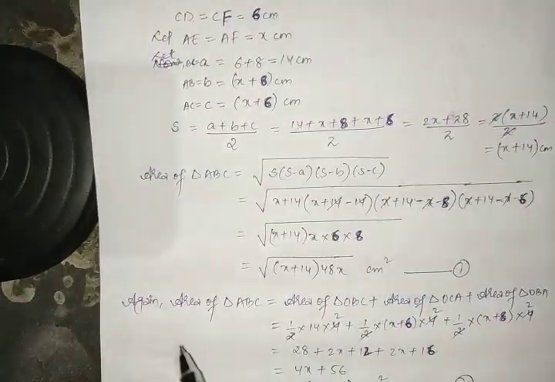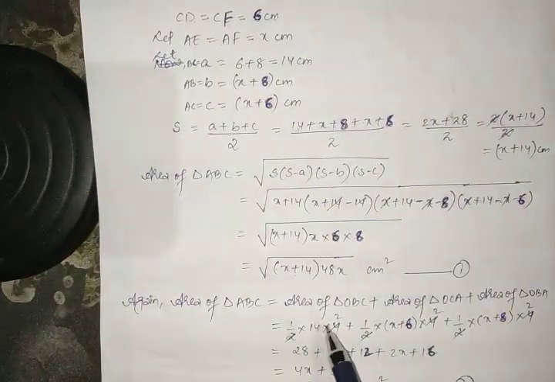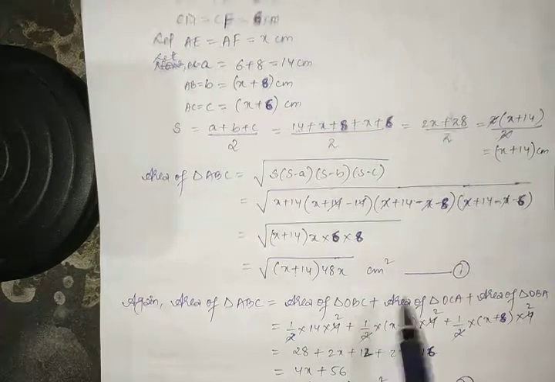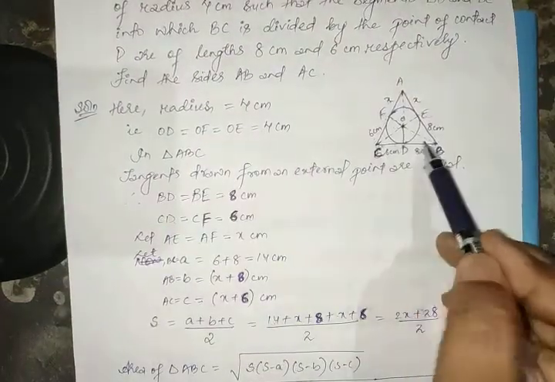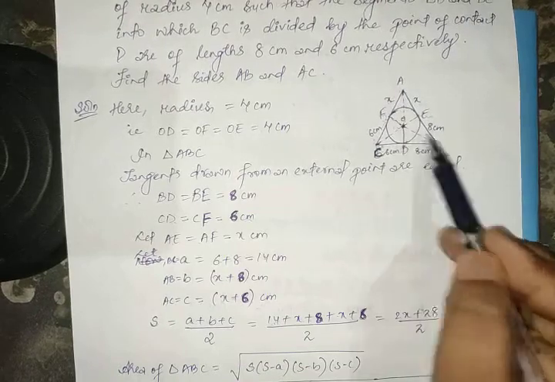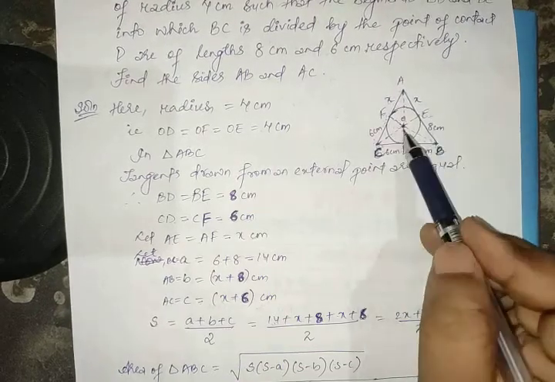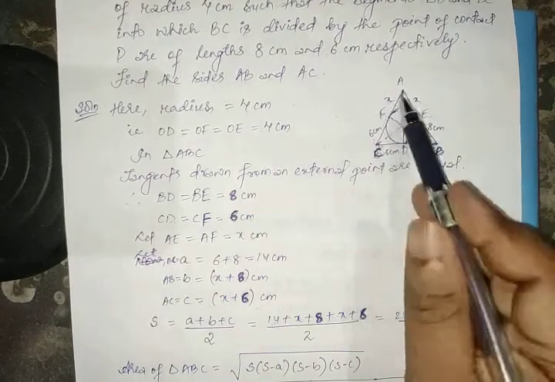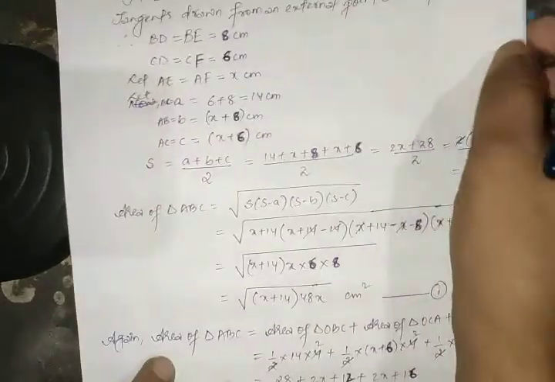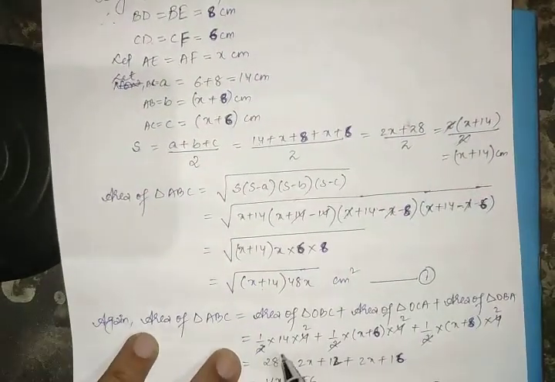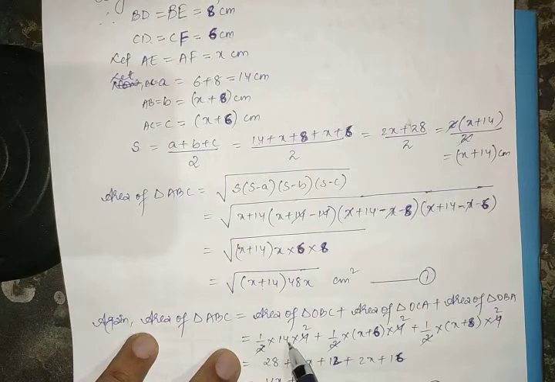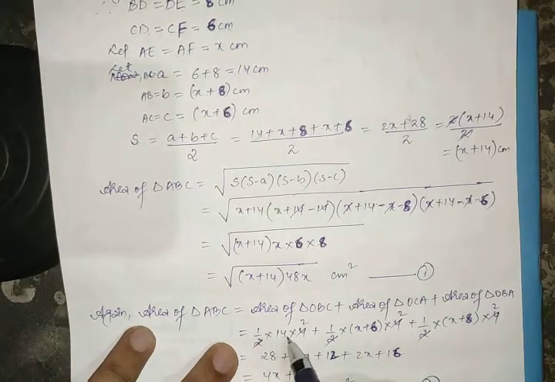So here I have written again: area of triangle ABC is equal to area of triangle OBC, plus area of triangle OBA, and then plus area of triangle OCA. So for these three triangles we have to find their area. Here we have used the general formula for the area of a triangle, half into base into height.